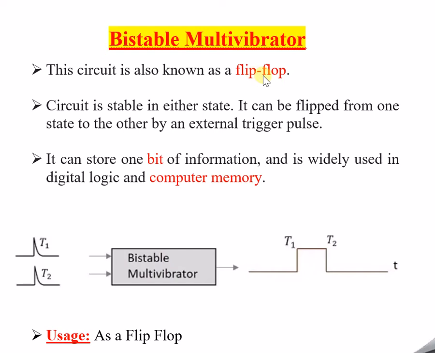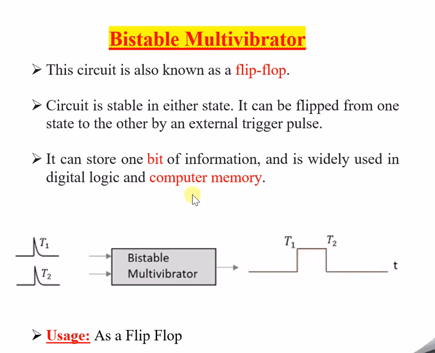A flip-flop is nothing but a circuit which stores a bit of information. We decide this with the help of the external trigger pulse, and we will cover more detail in this session itself. So it can store one bit of information, which is why it is called a flip-flop. This is one more reason why the bistable multivibrator is also called a flip-flop. It can store one bit of information and is widely used in digital logic and computer memory.